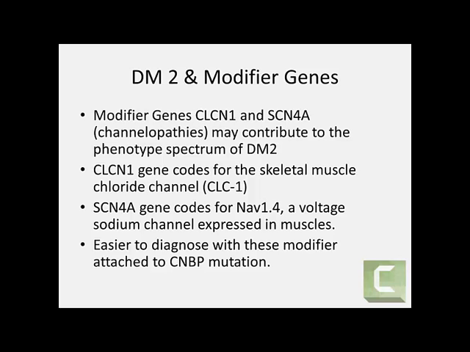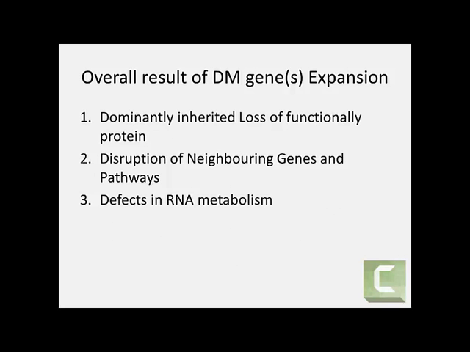The clinical features of DM2 become much more severe if a patient has both modifier genes present compared to only having the mutant allele. Due to this increased severity, it should be easier to diagnose a patient. The mutant gene has lost its function and the ability to form normal mRNA and proteins for molecular events. This is the case in both DM1 and DM2.